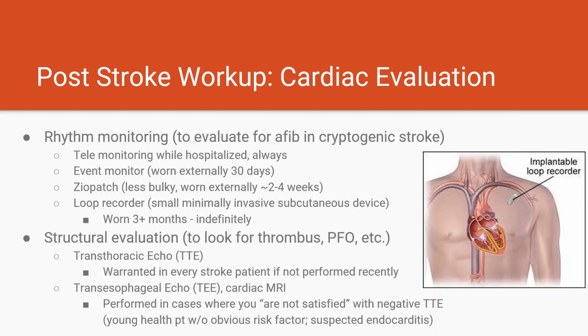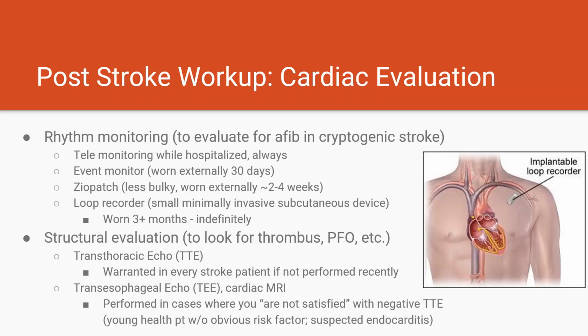If they don't want to put up with this, they can instead wear a Zio patch, which is a pretty slick EKG built into a sticker that they wear on the outside of their chest for a couple weeks. Both of these are pretty good at evaluating for occult AFib, but the gold standard really is a device known as the loop recorder, which is what we pretty much always use here at UC.